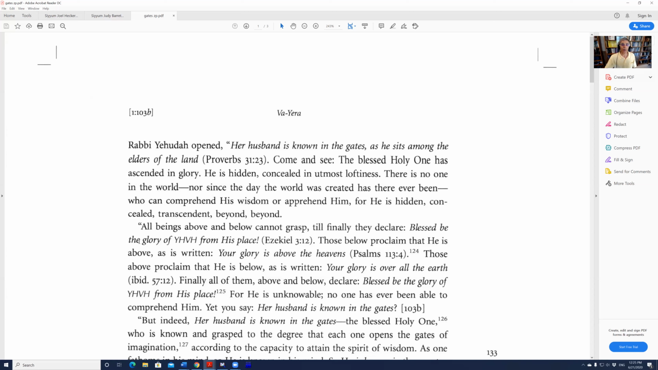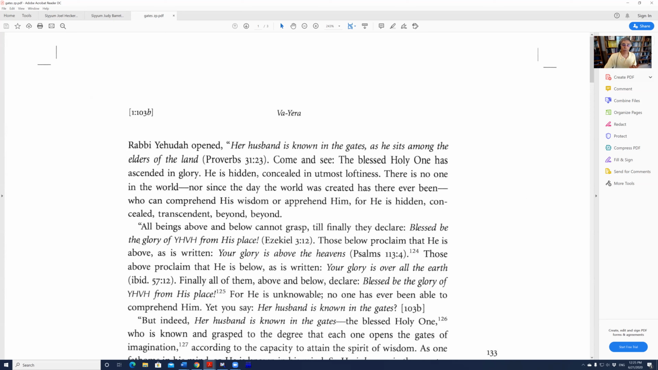Rabbi Yehuda opened. Her husband is known in the gates as he sits among the elders of the land. Come and see. The Blessed Holy One has ascended in glory. He is hidden, concealed in utmost loftiness. There is no one in the world, nor since the day the world was created has there ever been, who can comprehend his wisdom or apprehend him. For he is hidden, concealed, transcendent, beyond.